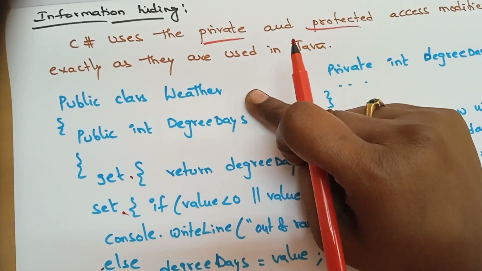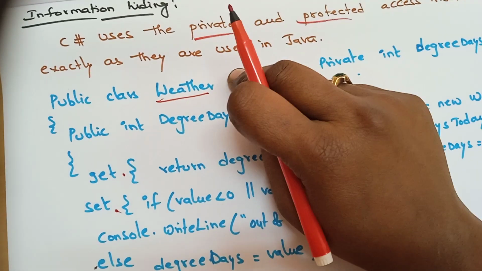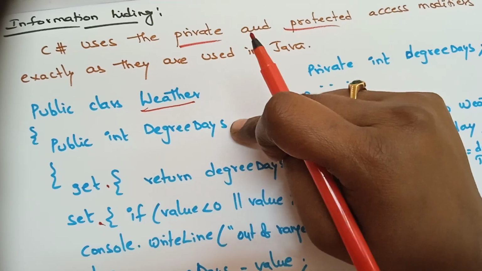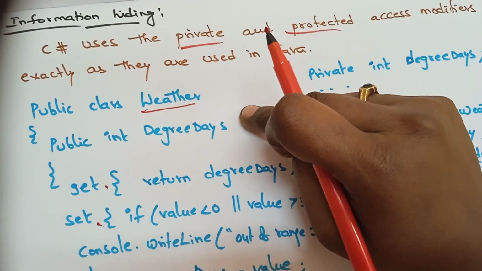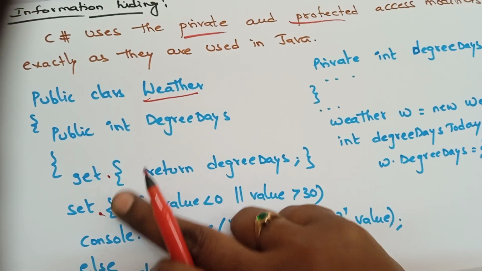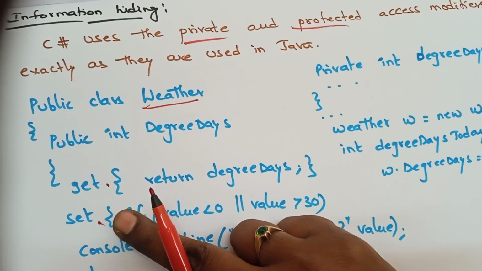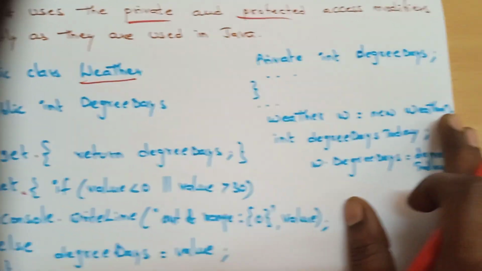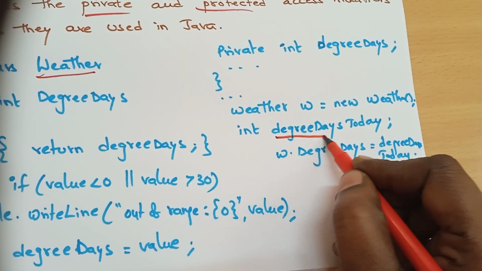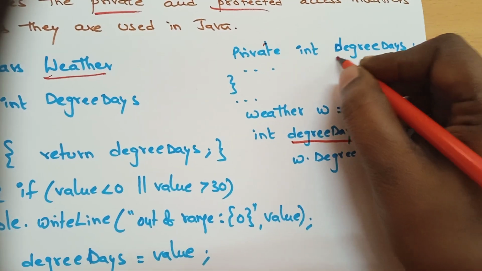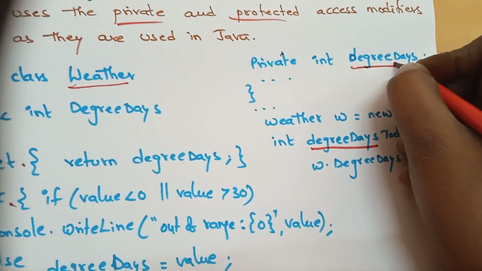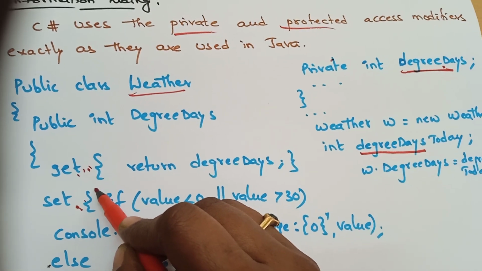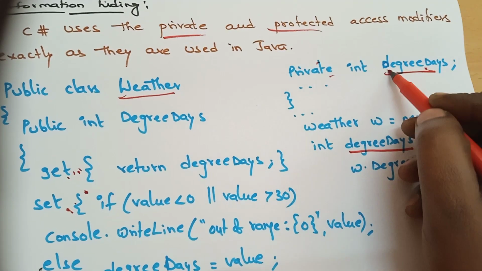So in the class, Weather is the class name. In the class Weather, the property degreeDays is defined. DegreeDays is the property of the class. This property provides a getter method and a setter method for access to the private data members. Now look, degreeDays is my private data member. The getter and setter methods give access to the private data member, which is degreeDays.